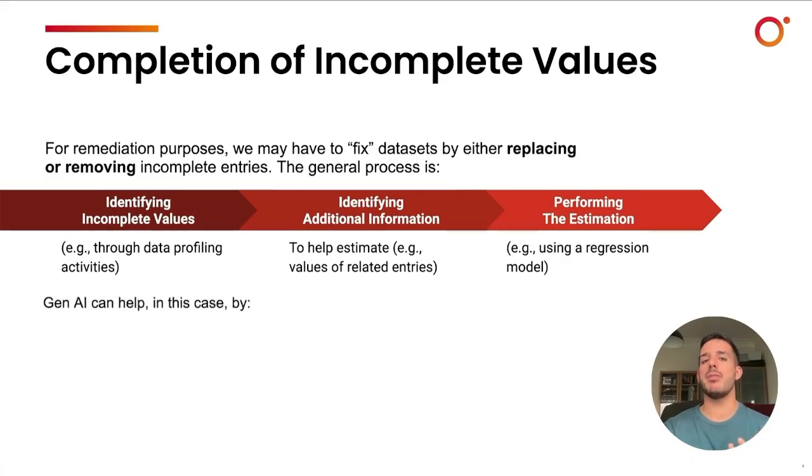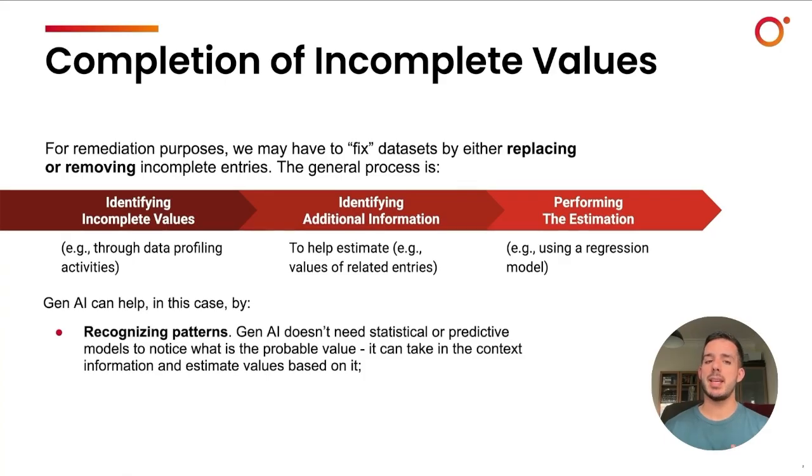So how can generative AI help in this use case? First, it can recognize patterns. That is, generative AI doesn't need a statistical model or a predictive model to notice what is the probable value of something. It can just take in the context and estimate the values based on that context. So it can do it in an intuitive manner, if you will, based on the correlations of words and text patterns.